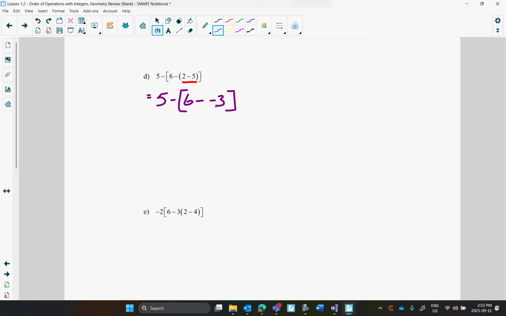Nothing left to do in parentheses, but there is some stuff to do in brackets. 6 subtract -3. Two negatives become a positive. So this becomes positive. And so really, I didn't even need the brackets. I could have disappeared them. That's fine. But if they're there, that's fine too. So 5 subtract 9, -4. That's our final.